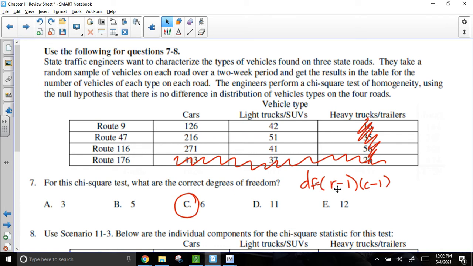If you're using the formula, notice we've got 1, 2, 3, 4 rows. 4 minus 1 would be 3. How many columns do we have? 1, 2, 3 columns. 3 minus 1 is 2. 3 times 2 is 6. So it gives you the same answer. It's just if you want to do the math or if you just want to kind of sketch out the answer through that chart there.